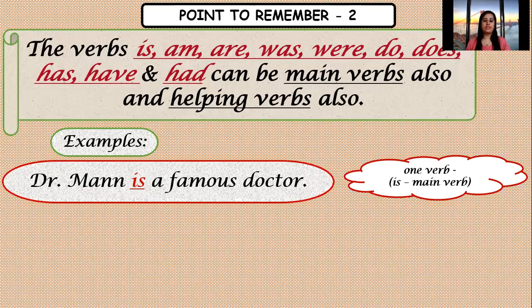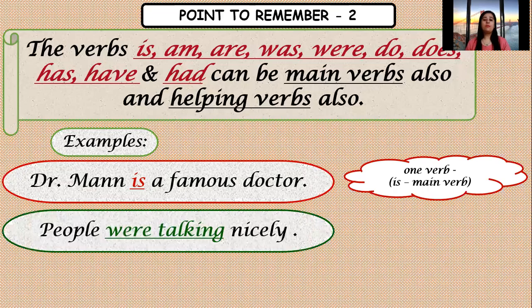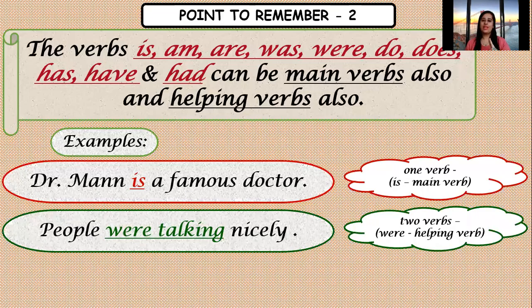Now, the next sentence. People were talking nicely. Now, just observe how many verbs do we have here? Two. Were and talking. We have two verbs here. So, here, "were" will take the place of helping verb because we have one action word here. So, "were" will automatically become the helping verb.